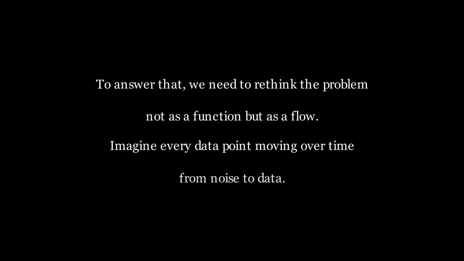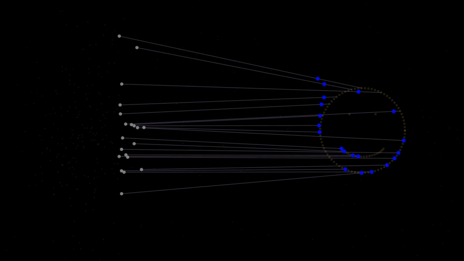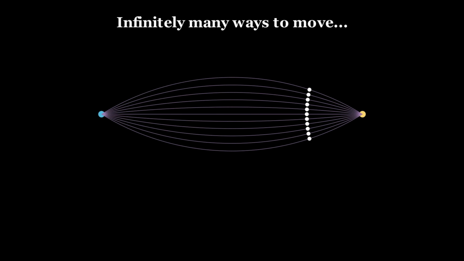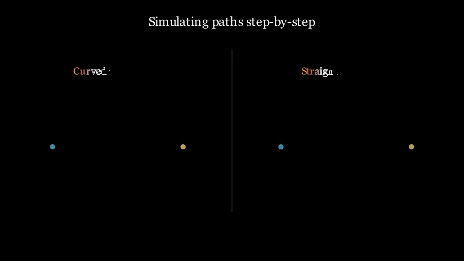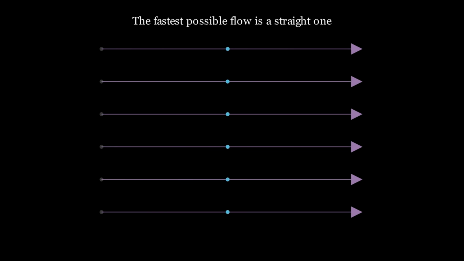Imagine every data point moving over time from noise to data. The problem is, there are infinitely many ways to move these points. In practice, we simulate these paths step by step. If the path is curved, we need many small steps. But if the path is perfectly straight, we can go from start to end in just one step. So the fastest possible flow is a straight one.